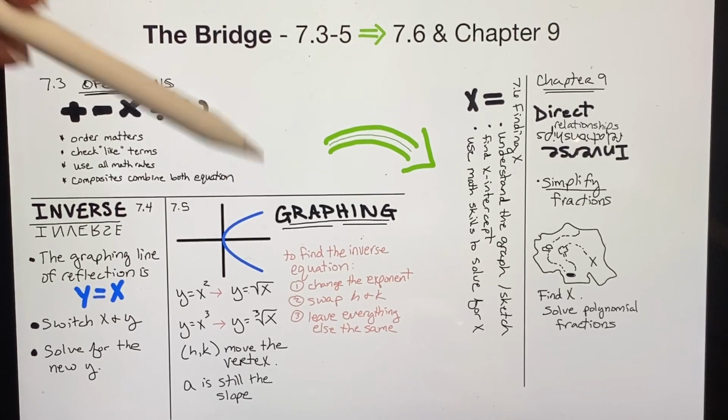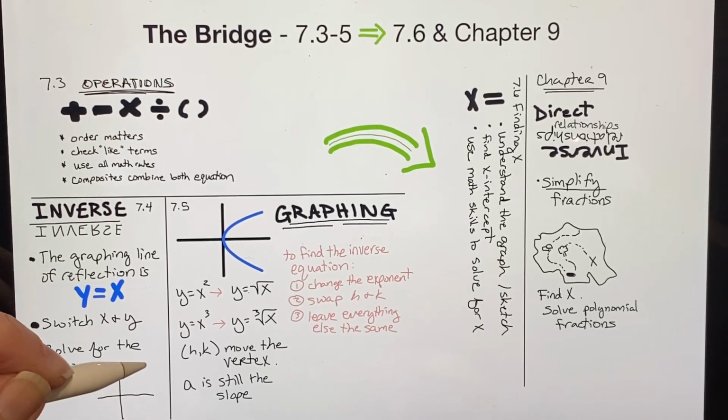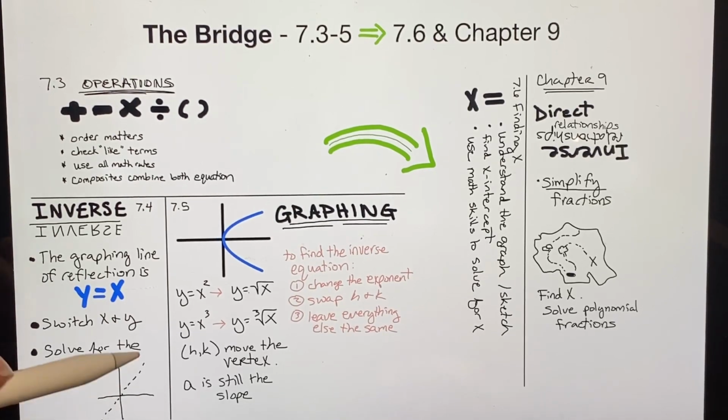We tackled inverse equations. And we found out that inverse equations on a coordinate plane look a lot different than what we think of on a number line. Instead, we are now looking at a line of reflection that is y equals x. So we're now reflecting across that 45-degree angle line. And when we fold it in half, we will have a mirror image across our line of reflection. We found that if we simply take an equation and we switch the x and y, it will give us the inverse equation. And we just have to solve for the new y.